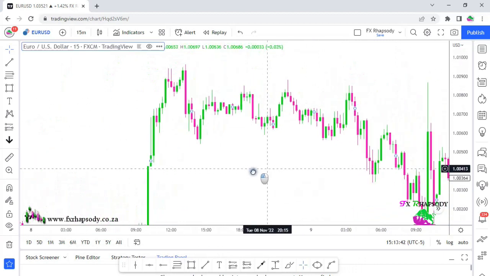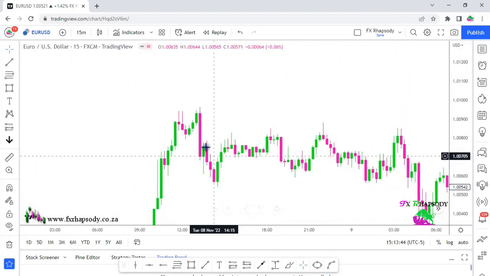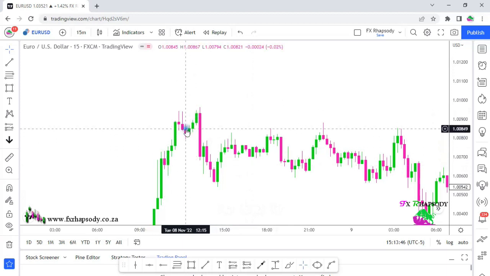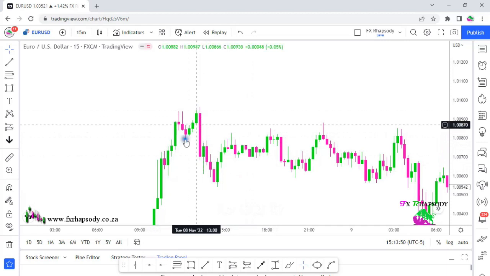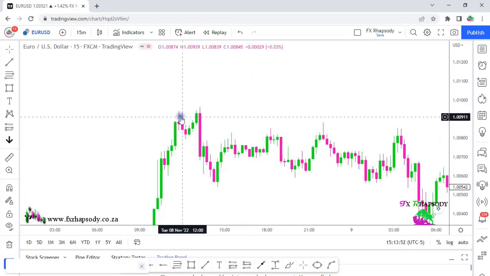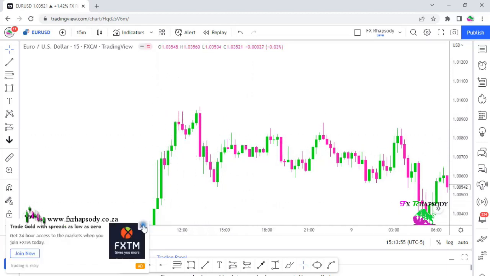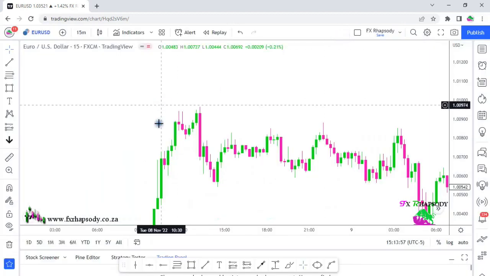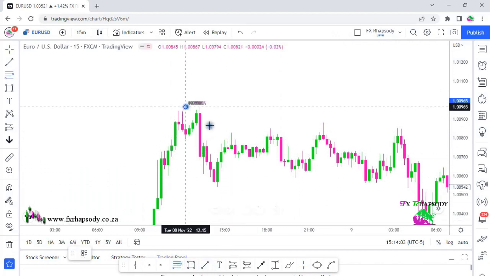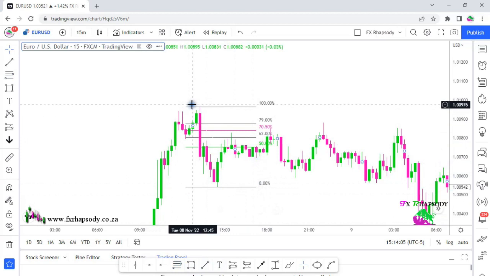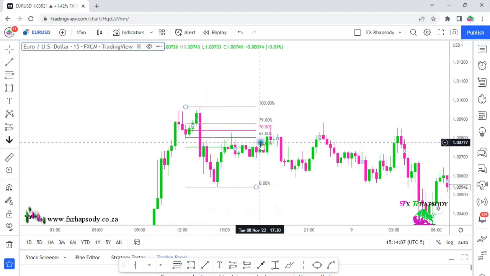So let's have a look here. We had an area in the market where price went up, and then it retraced a bit and started turning, be it a double top or whatever the situation. But then price started moving downwards and then retracing. So then you take out your Fibonacci, swing high, swing low. This is 15 minutes, guys.